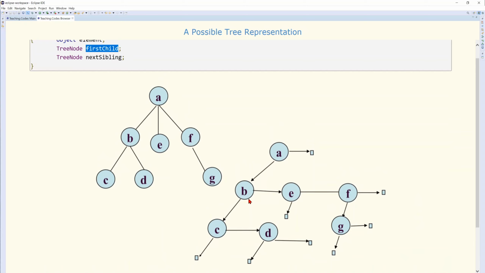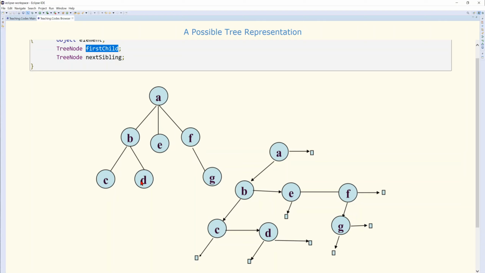A has a pointer to its first child, B. B has the pointer to its siblings. Sibling means brother or sister. So B points to the next one, E. E points to the next one, F. Remember, B, E, F all have the same parent, therefore they're siblings. So to go to E, you first go to the first child, and from there you jump to the next. To go to D, for example, from A, you go to the first child, then sibling.